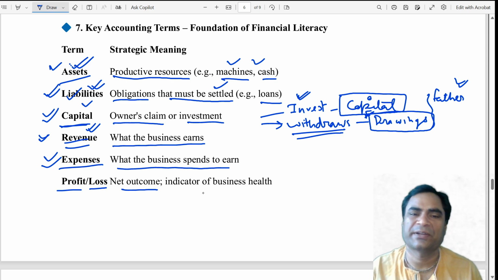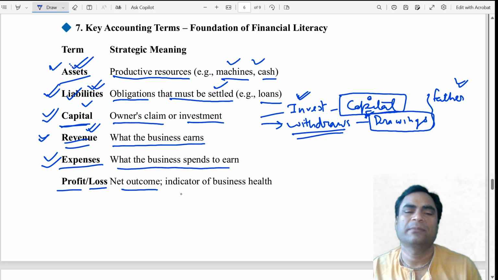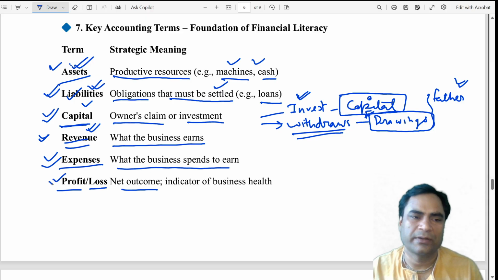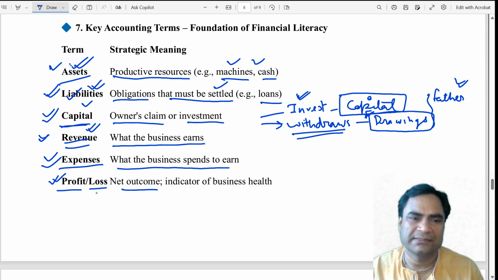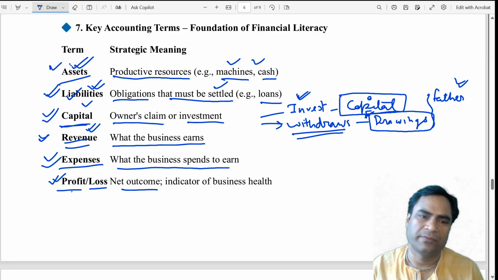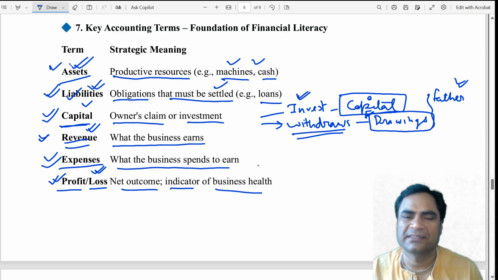which is known as 1 year, from 1st April to the 31st March of the next year. That particular time period is the basis on which the performance of the manager or the business person is evaluated, through the ascertainment, through the determination of the amount of profit or loss. If profit is earned, then the performance is said to be good. If there is loss, then ultimately the performance cannot be called good. So ultimately the net outcome is the profit or loss. It is basically the indicator of business health. If the business is earning profit, then the health is good, and if the business is incurring loss, then the health of the business is not good, right?